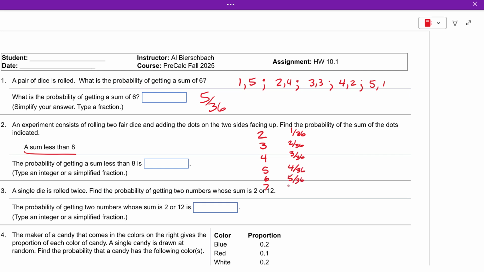And 7 is the best chance of rolling out of 2 fair dice, because you have 1 and 6, 2 and 5, 3 and 4, 4 and 3, 5 and 2, 6 and 1. So that's 6 out of 36. And then it starts going down after that. So you take 1 plus 2 plus 3 plus 4 plus 5 plus 6. That would be 21 out of 36. Now we have to simplify that. How does that simplify?